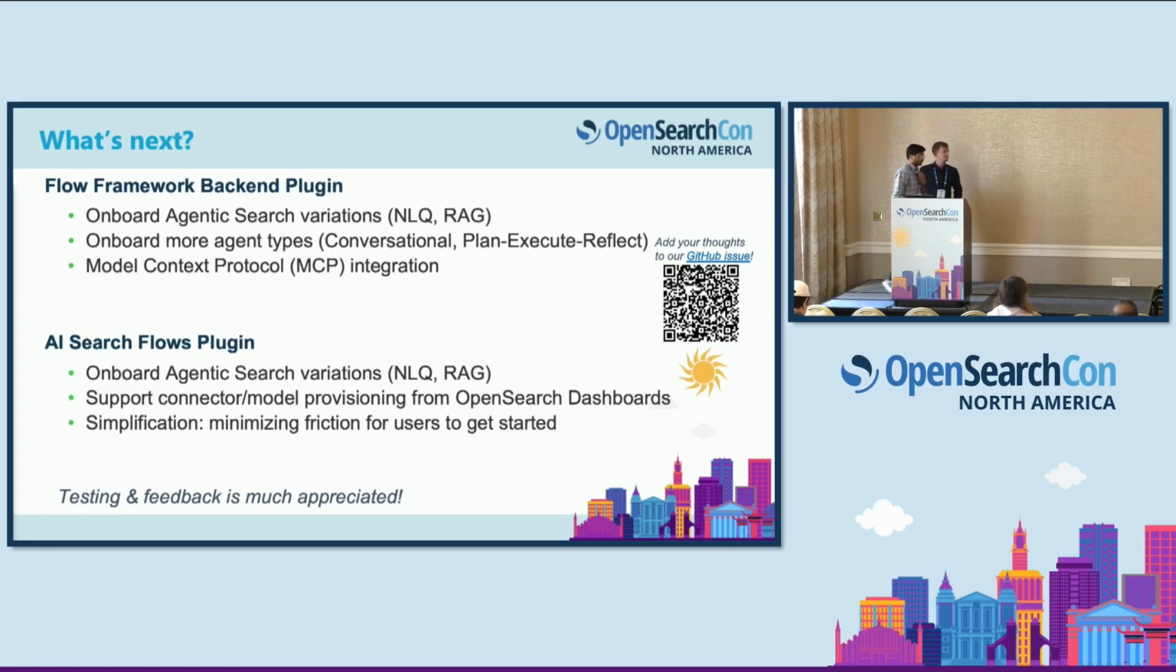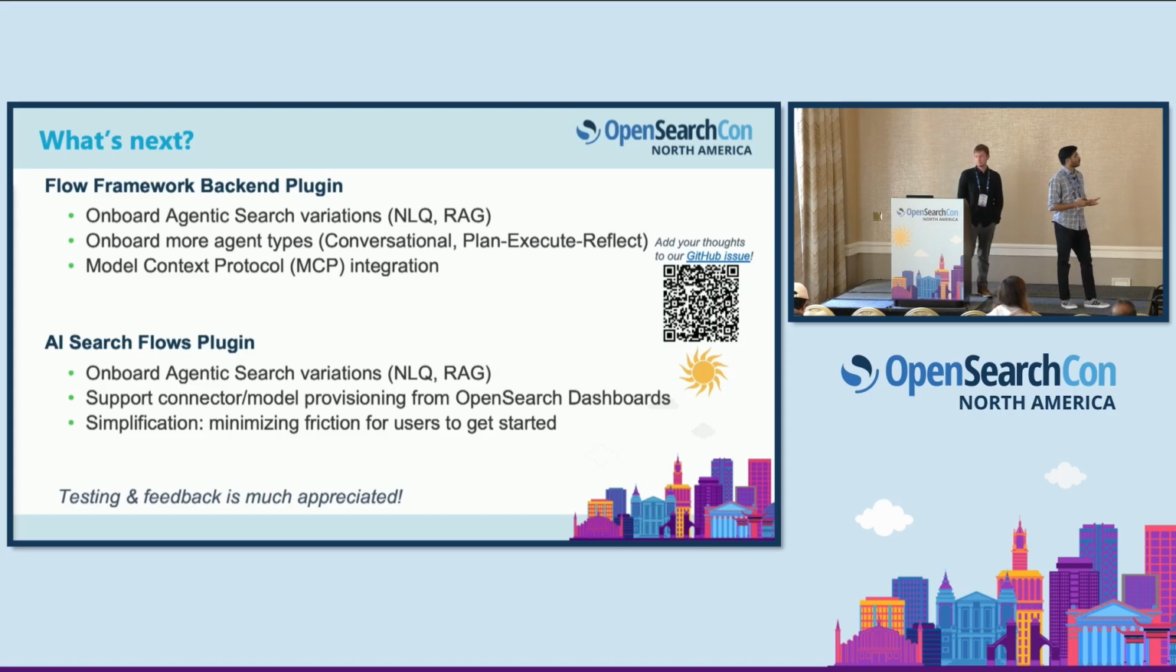Yeah, so thanks, Tyler, for explaining the agentic search, which is a new feature coming soon. We have released the experimental feature in 3.2, and it will be GA soon in 3.3. So what's coming for the Flow Framework backend plugin is that we have to onboard these agentic search variations like natural language query, RAG, and a couple of other things like the different tools which agentic search offers, like web search tools and all those things.